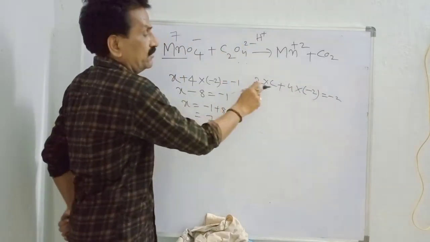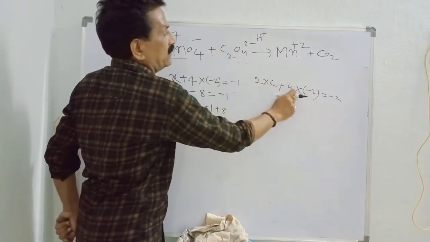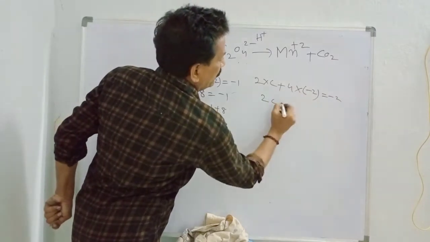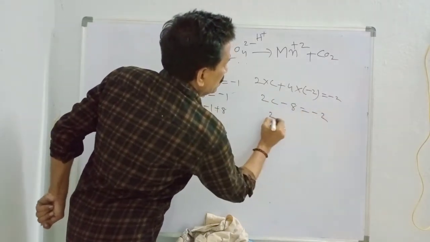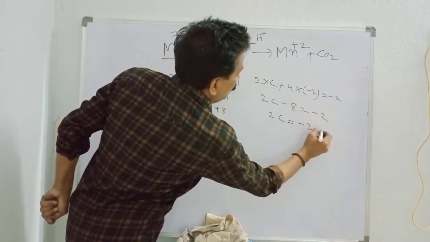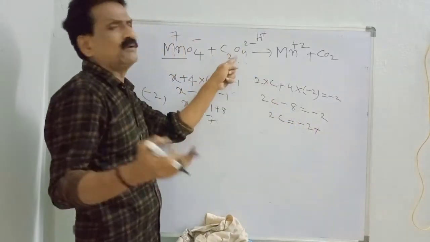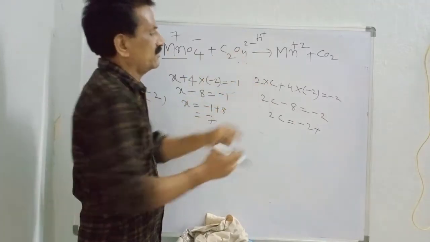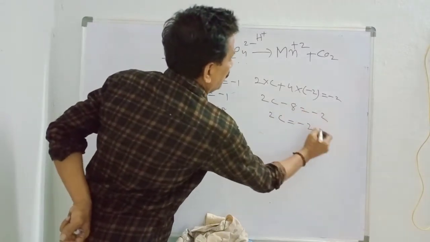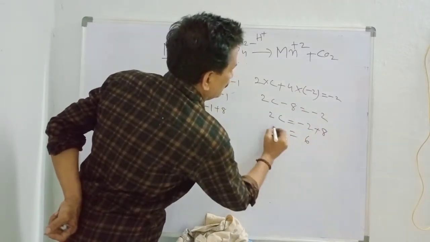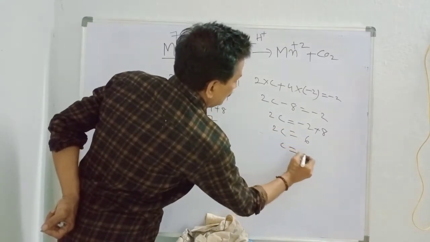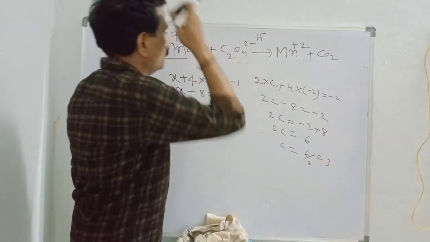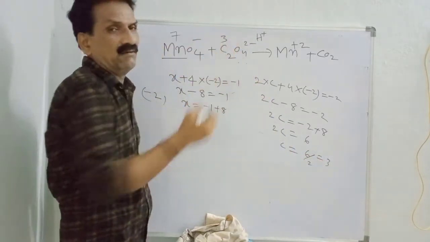In oxalate, 2 carbons are there. 2 into carbon plus 4 into oxygen minus 2 is equal to minus 2. 2 carbons, 4 into minus 2 is minus 8, equal to minus 2. You can say X or you can say directly carbon, no problem. 2 carbons equals minus 2 plus 8, that is 6. Carbon is 6 by 2, which is equal to 3. So here carbon shows 3 oxidation state.